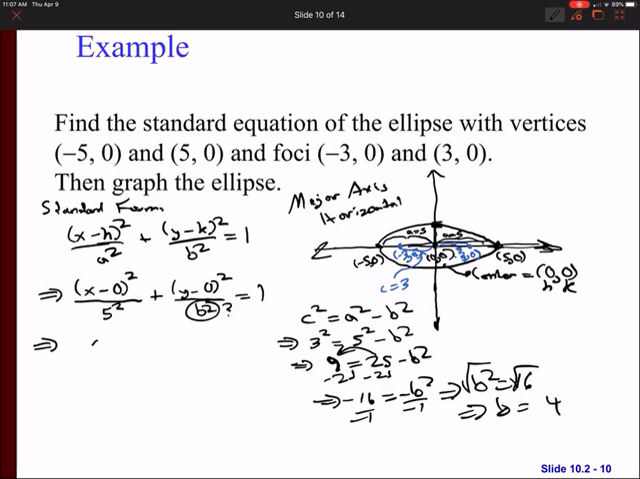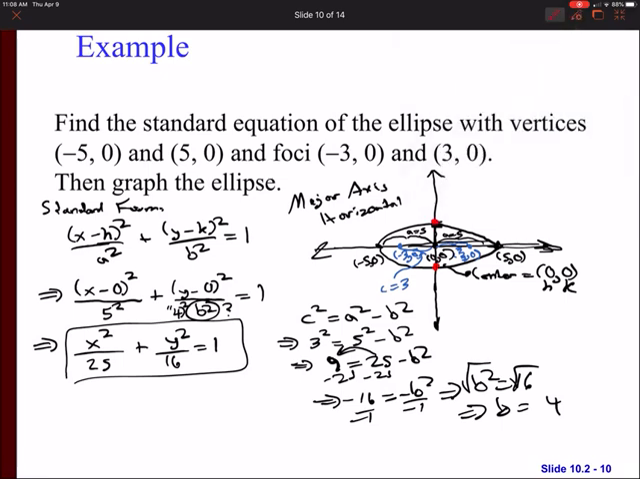So back to our equation. (x minus 0) squared, I'm going to simplify that, is x squared over 5 squared, which is 25, plus (y minus 0) squared, which is y squared, over b squared. Now we know b is 4, so 4 squared is 16, equal to 1. So there's our standard form equation for our ellipse. Now back over here, if you want, let's go ahead and add to that.